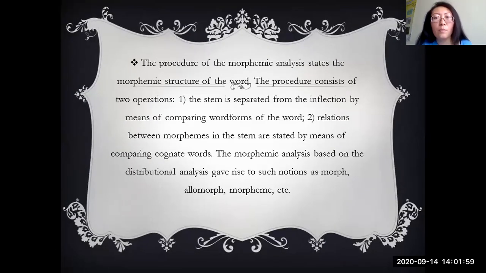The procedure of the morphemic analysis states the morphemic structure of the word. The procedure consists of two operations. The first one: the stem is separated from the inflection by means of comparing word forms of the word. The second one: relations between morphemes in the stem are stated by means of comparing cognate words. The morphemic analysis based on the distributional analysis gave rise to such notions as morphs, allomorphs, morphemes, etc.